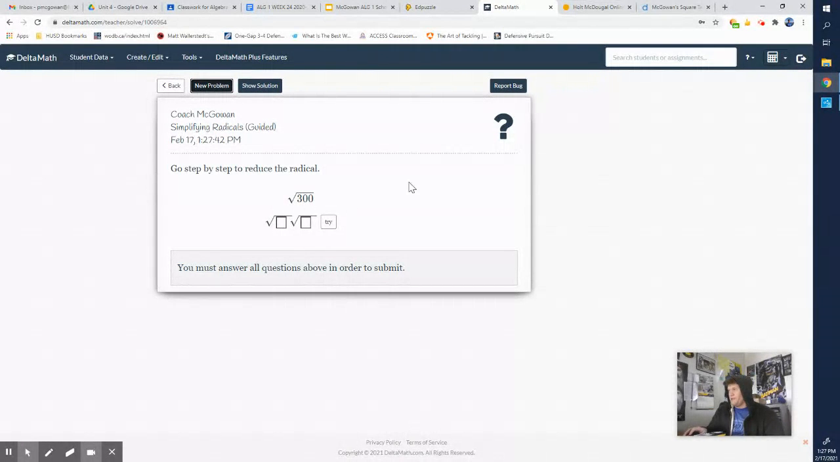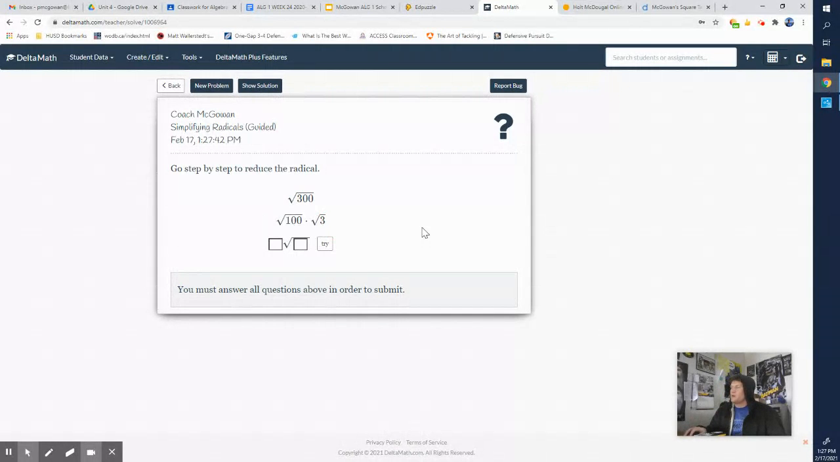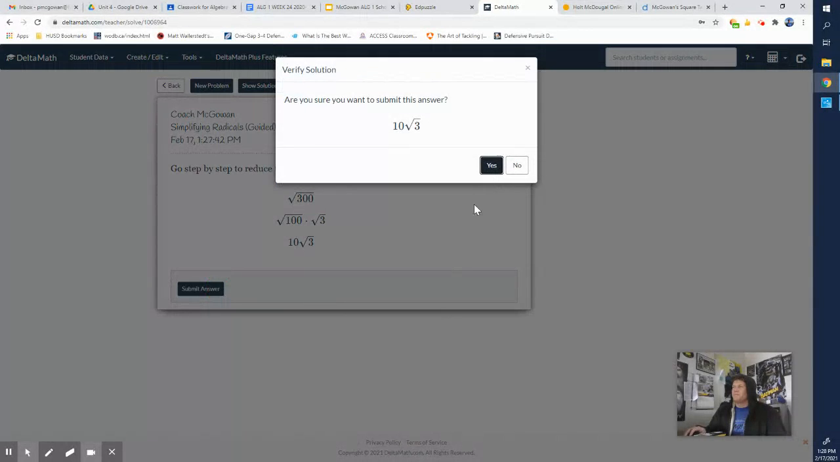300. Now, when I'm looking at 300, guys, right away, I'm seeing the double zero. So I'm going to try 100. 100 times 3 gets me 300. Something else that's nice about 100, it's a perfect square. Because what times what gets us 100? 10 times 10 does. So you take that 10 and put it on the outside, leave the other one as square root of 3, and finish.